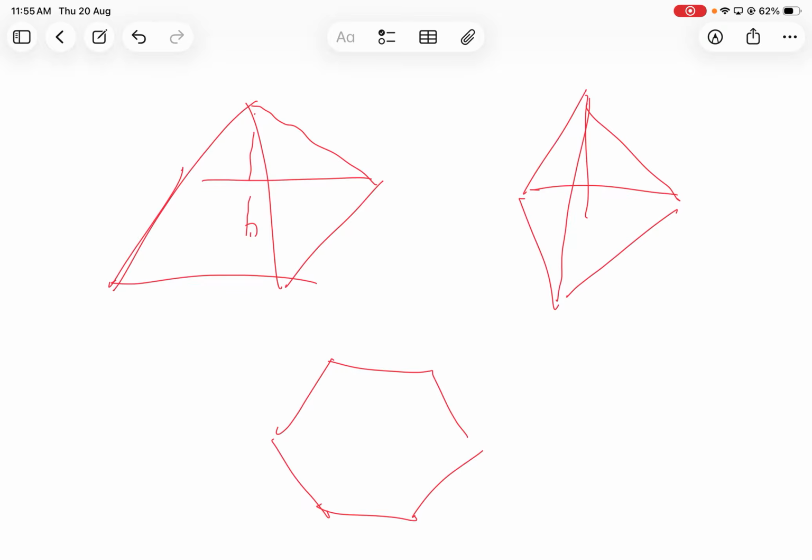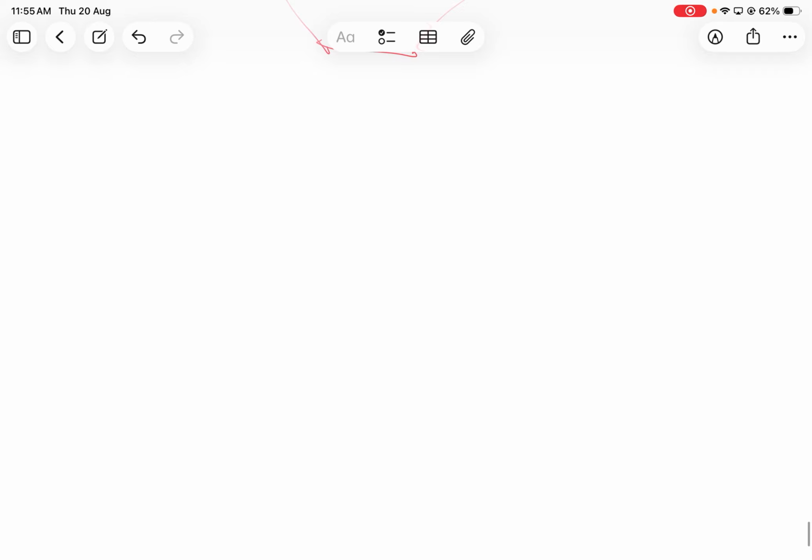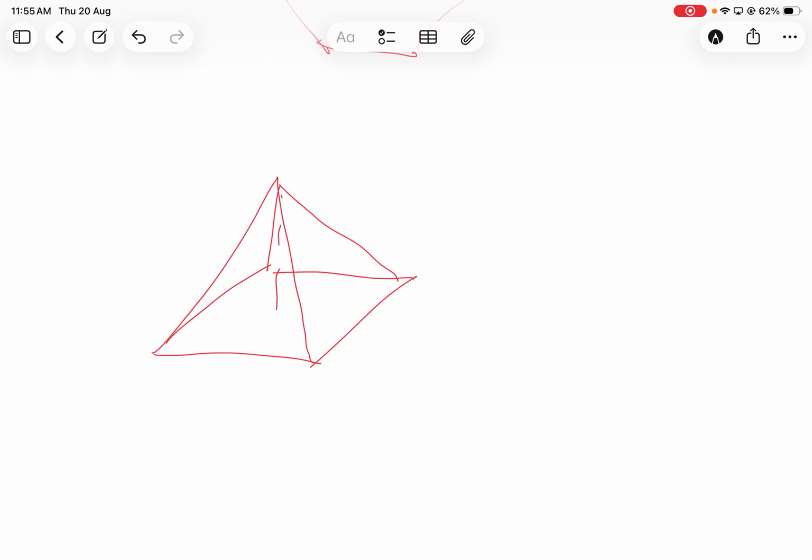What is the volume of a square base pyramid? If I have a square base pyramid, my base is a square. This side will be the same as this side. The length and the breadth are the same. Then another thing used to describe the pyramid is the height, how tall the pyramid is, H.